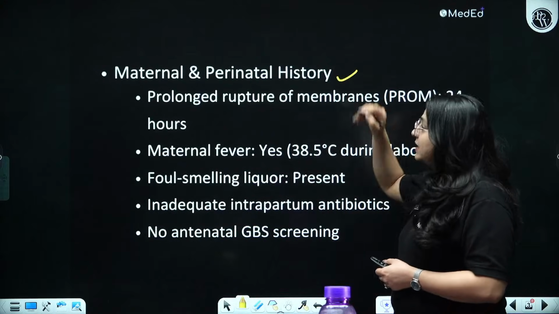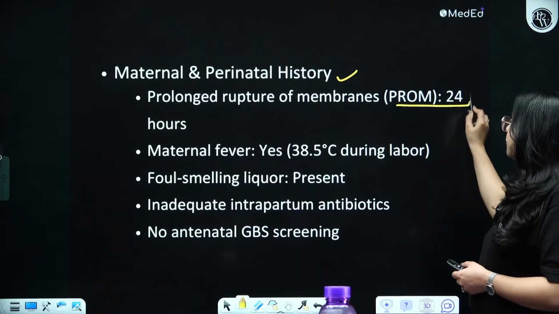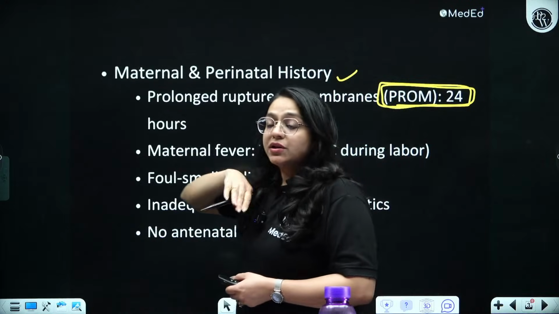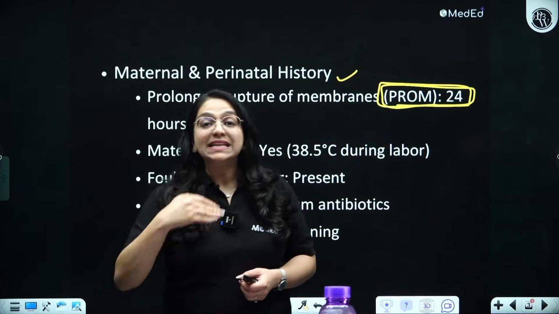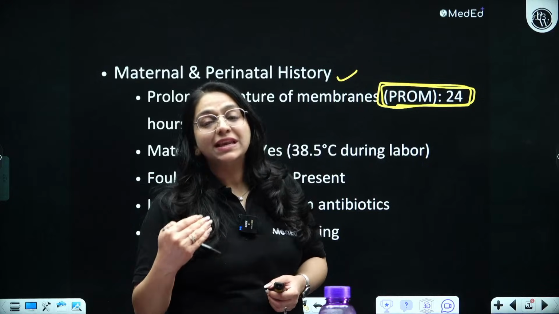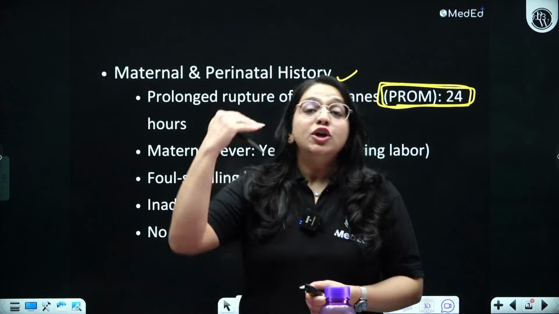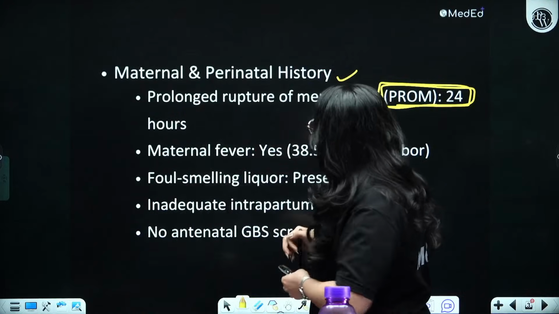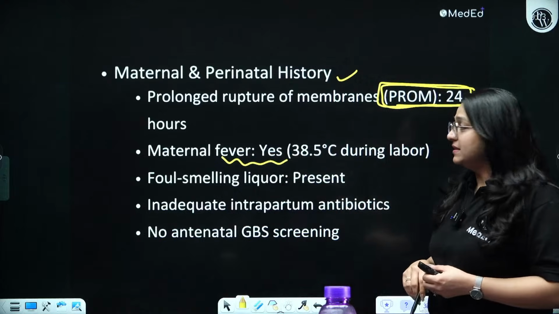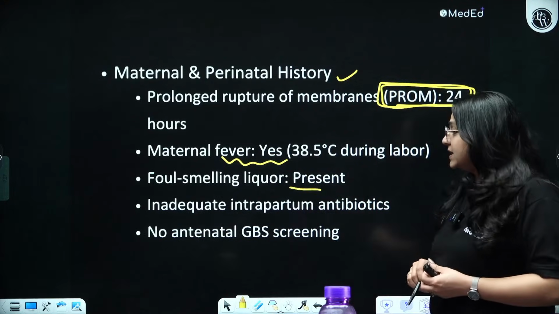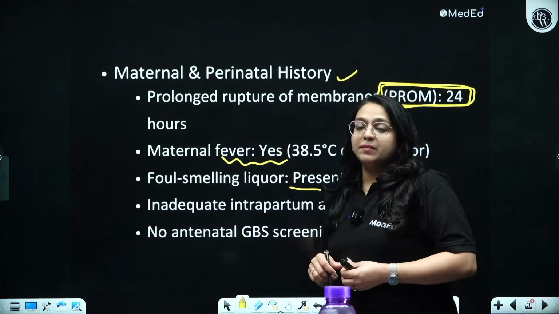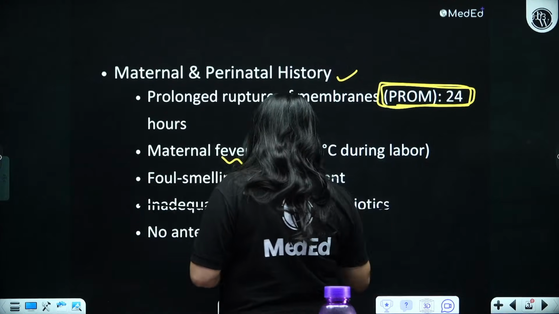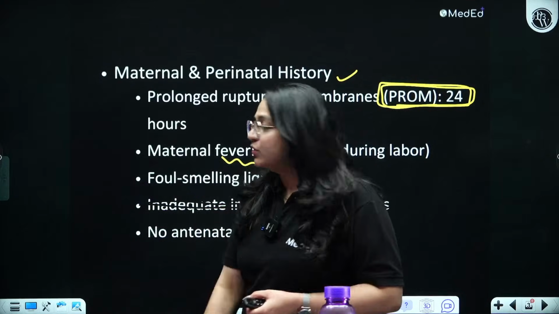When you took the maternal history, there was a prolonged rupture of membranes, PROM. This is very important to elicit, that a prolonged rupture of membranes of more than 24 hours increases the chances of introducing an infectious agent to the baby via the mother's birth canal, right? And maternal fever was also present. Foul smelling liquor was present at the time of birth. Inadequate intrapartum antibiotics. I mean, this is a history that is very difficult to elicit from the mother, but if you get access to the notes, then probably you can find out.